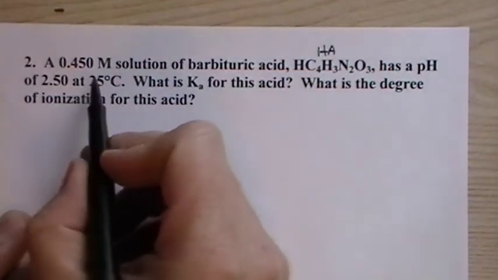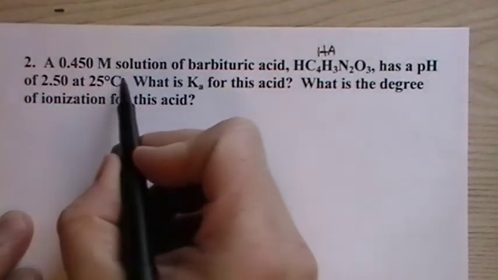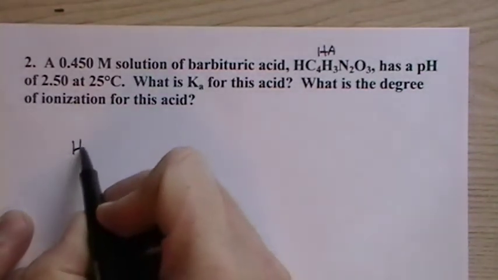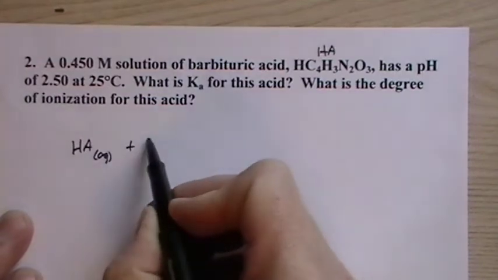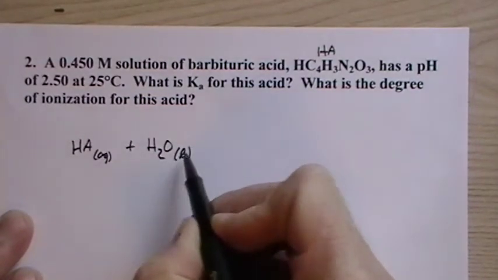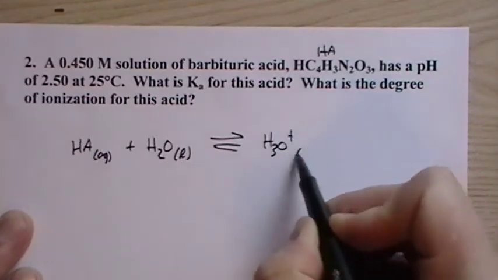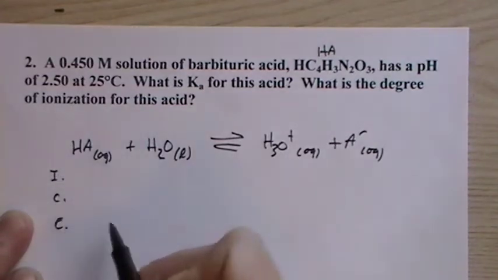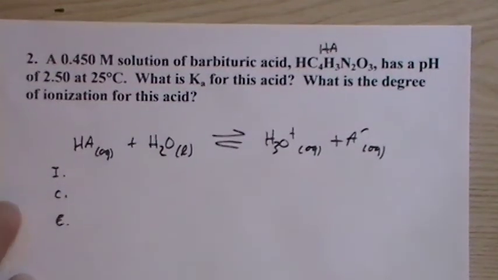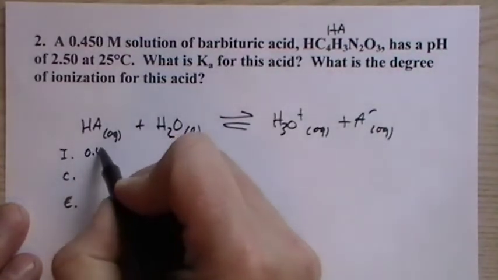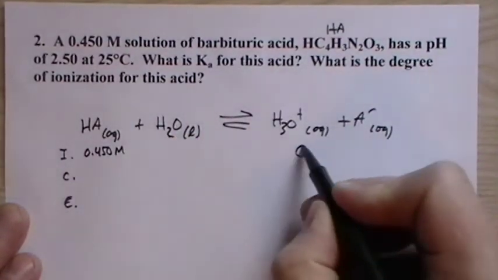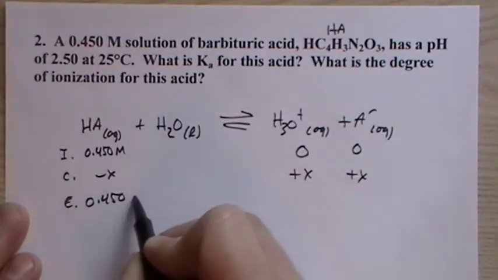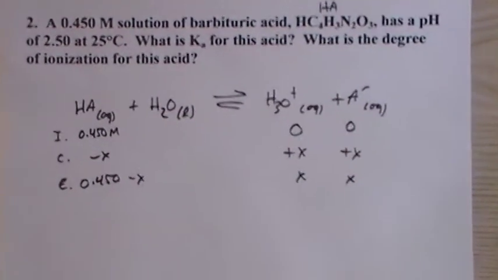But I could have just said this 0.450 molar solution of a certain acid, and that's all I would have had to say. But I gave you one here, and we're still going to call it HA because it's just too long to write out. We have H3O+ and A-. We're going to have that ICE table again. So we have 0.450 molar, 0, 0, minus X, plus X, plus X, 0.45 minus X, and X and X, like we've seen before.